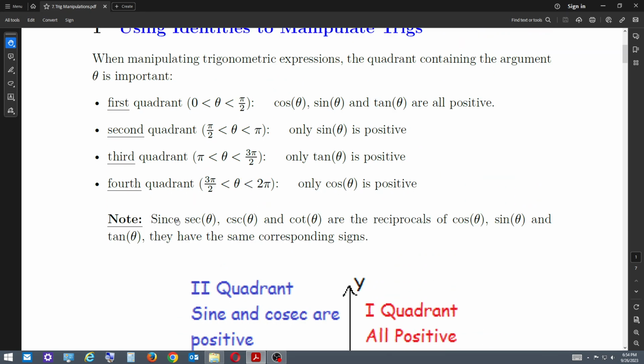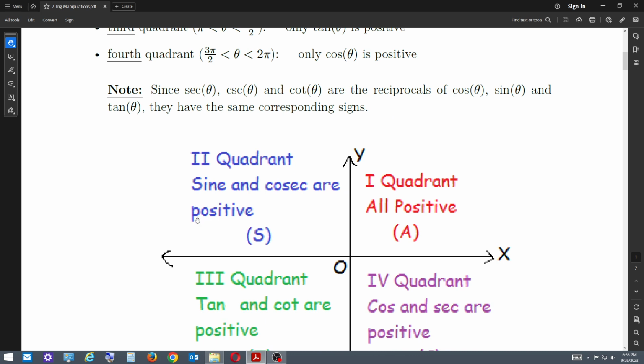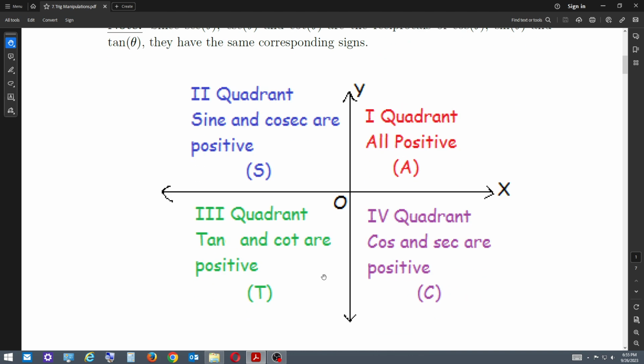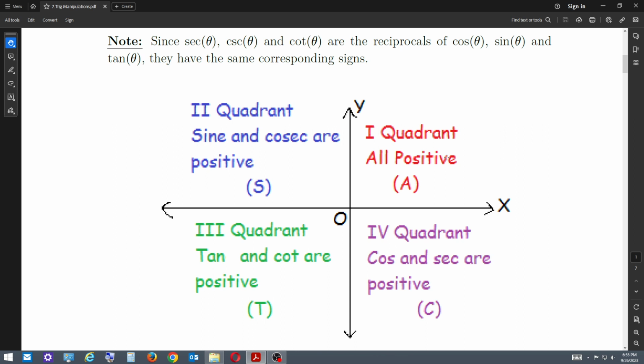Alright, just note that the remaining three expressions, secant, cosecant, and cotangent, are the reciprocals of cos theta, sine theta, and tan theta respectively, so they would have corresponding signs, meaning if cos theta were negative, then secant theta will also be negative. And the same for the others. So this is just representing the different quadrants and which expressions are positive or negative.